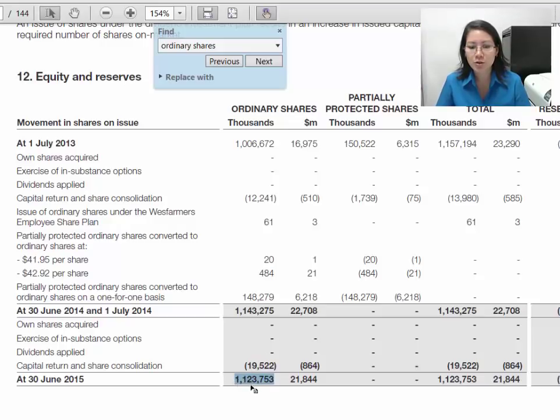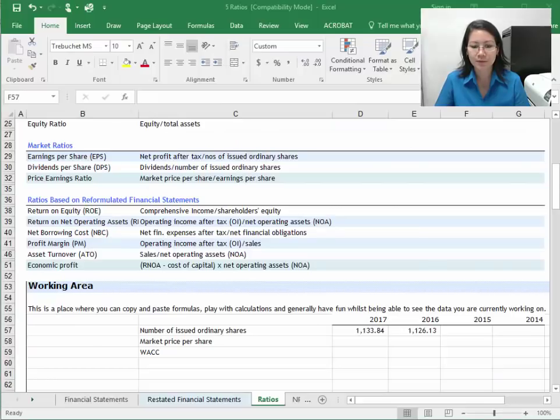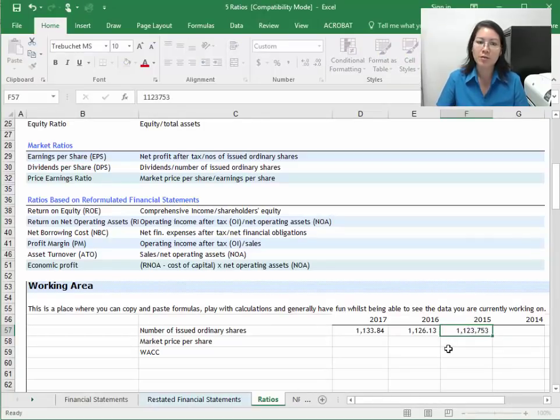So 1123753. 1123753, and go back 3 decimal points and put a full stop in. So I just want to convert it to the same denomination as my dollars.